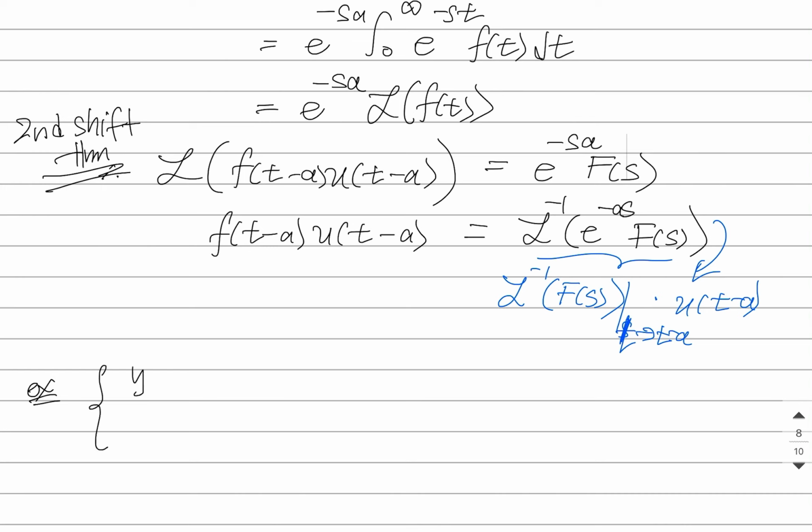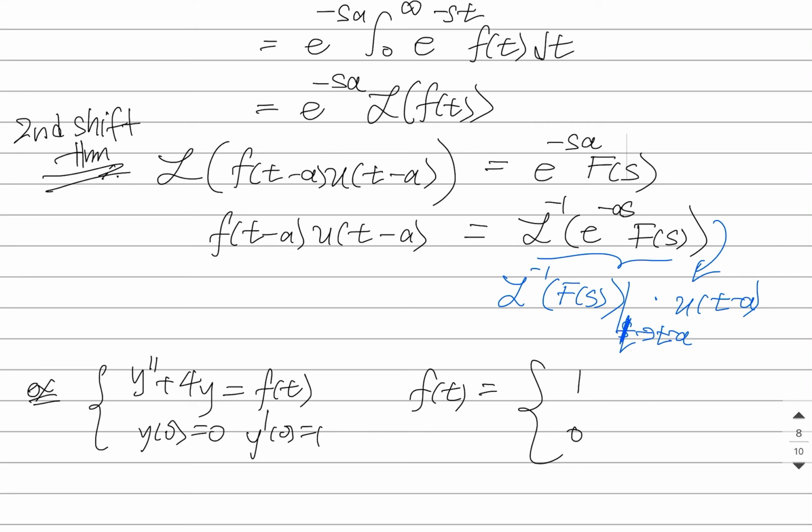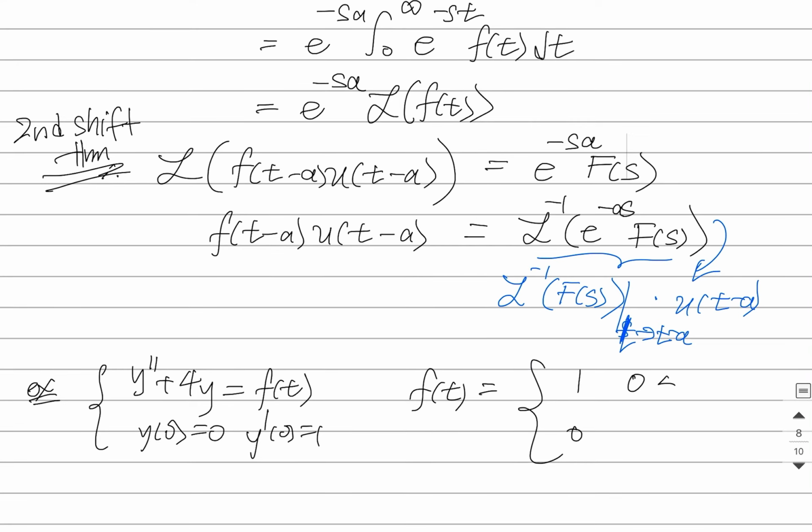And here's an example of that. So let's say we have y double prime plus y is f of t, y of 0 is 0, y prime of 0 is 1, and our function f of t is going to look like this. It'll be a light switch, but a different flavor of it. It'll be on for effectively 1 second, and then it will be off otherwise.